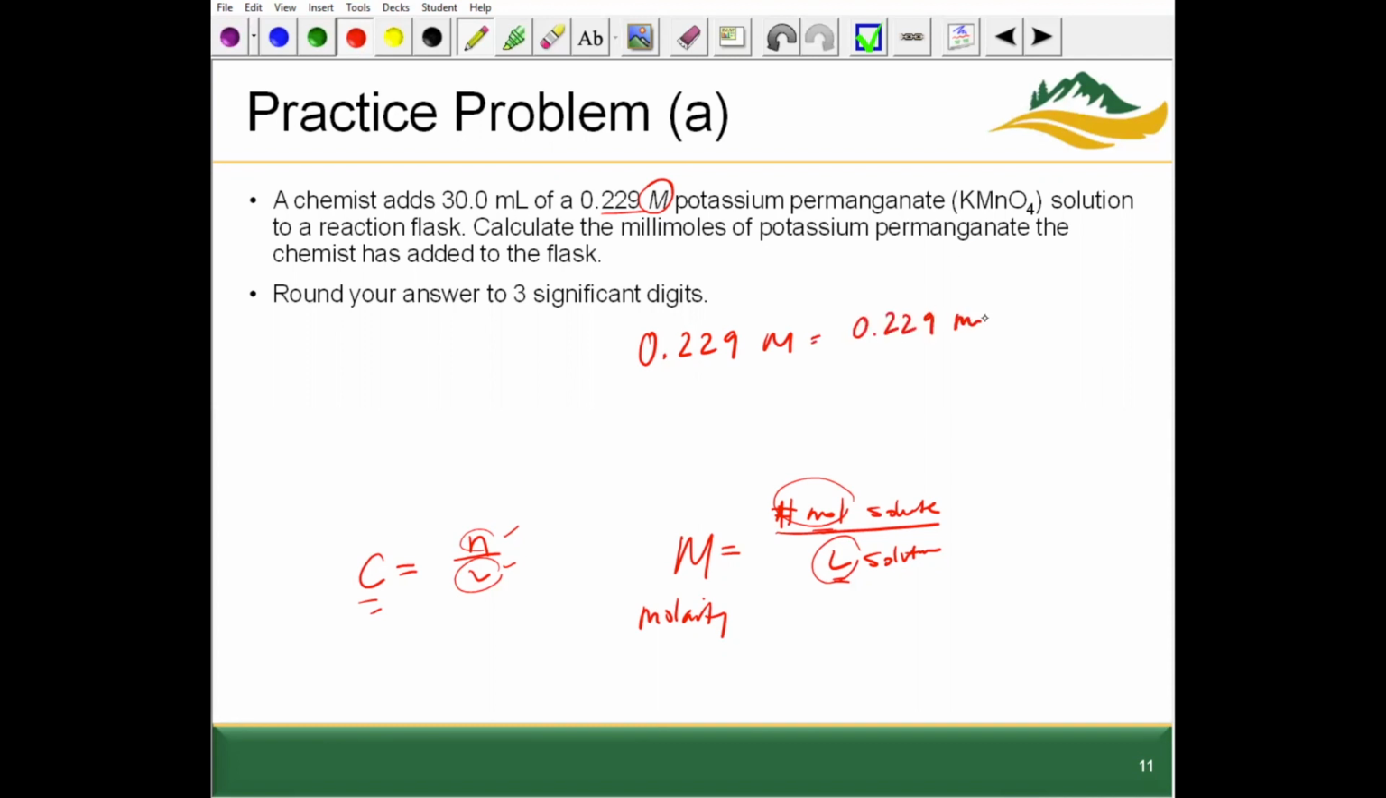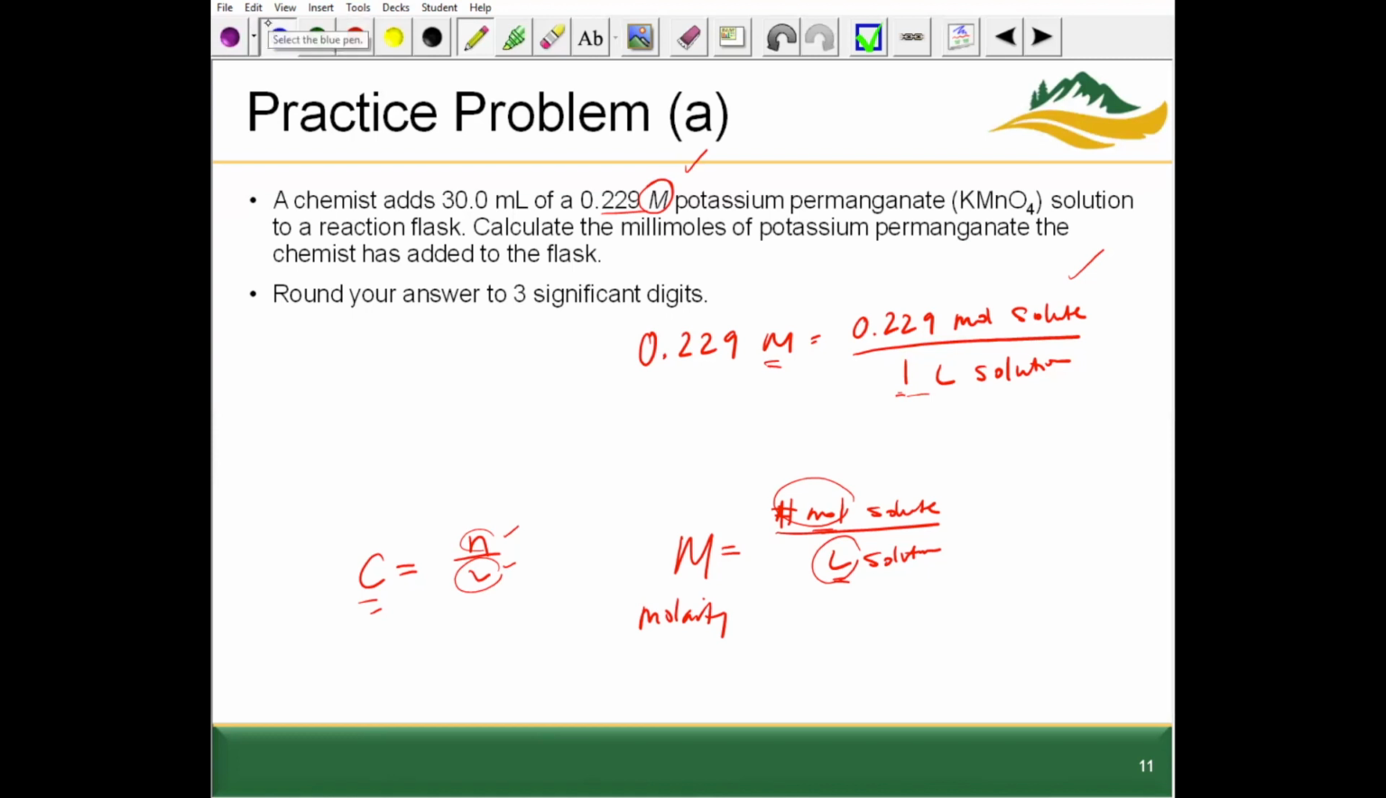0.229 moles of solute per, now technically it's 1 liter of solution, and we usually don't write in this 1, but it can be helpful to visualize it that way. So 0.229 moles of solute per 1 liter of solution. So we know that from our capital M, this gives us a lot more information than just seeing that capital M. So I suggest breaking this down into what it is, so moles of solute per liter of solution.